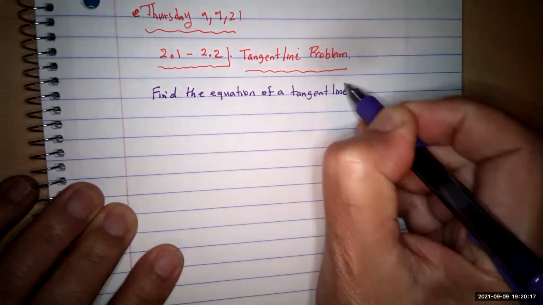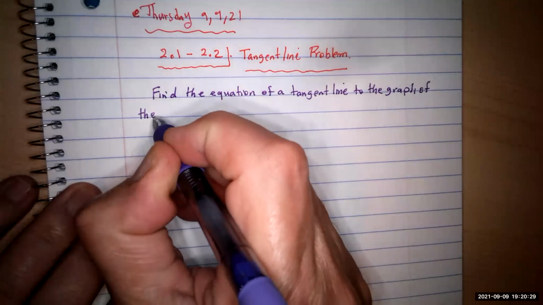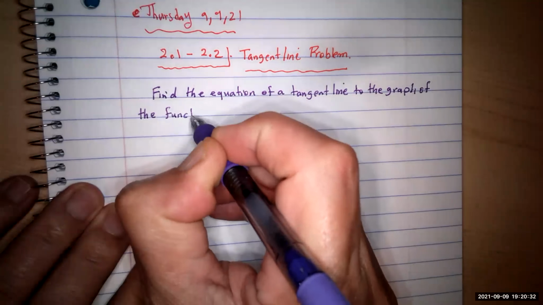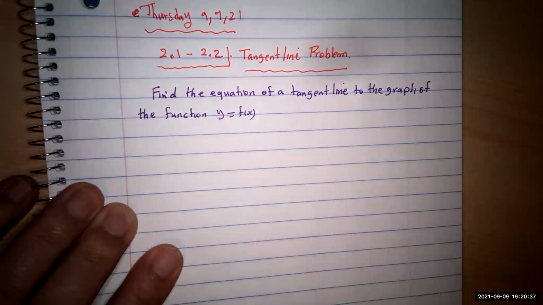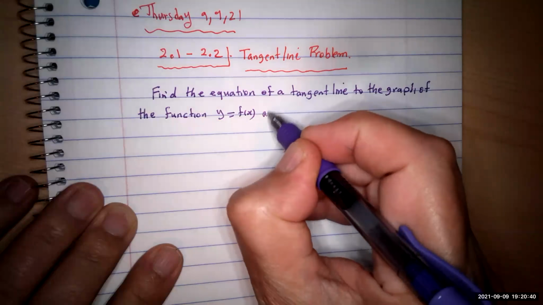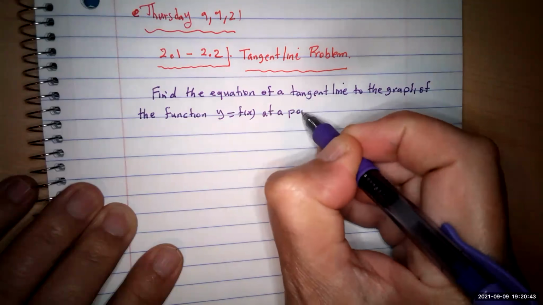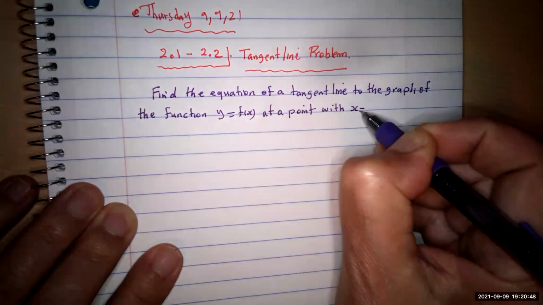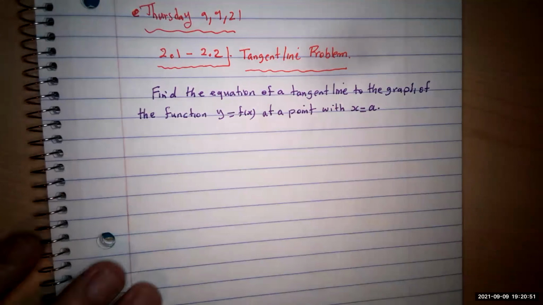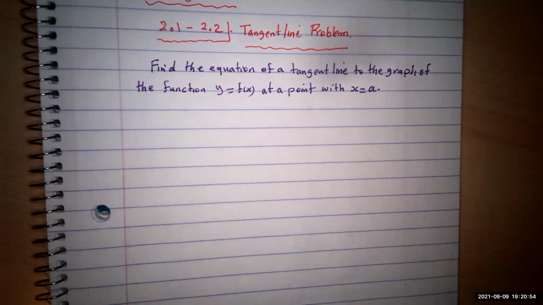To the graph of the function y equal to f of x at a point with x equal to a. That is the question. We call it the tangent line problem. That's the foundation of calculus. You will see in a minute.